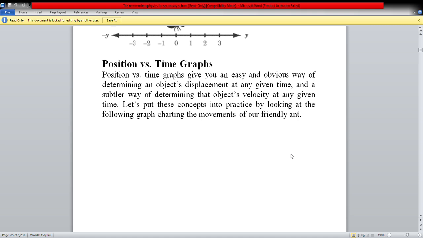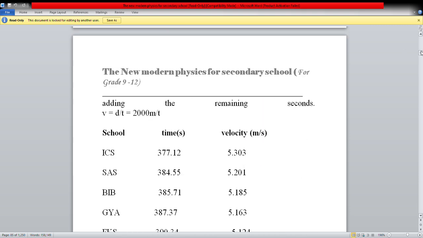Let's revise position versus time graphs. From the following graph, you can see the graph below and do some examples.